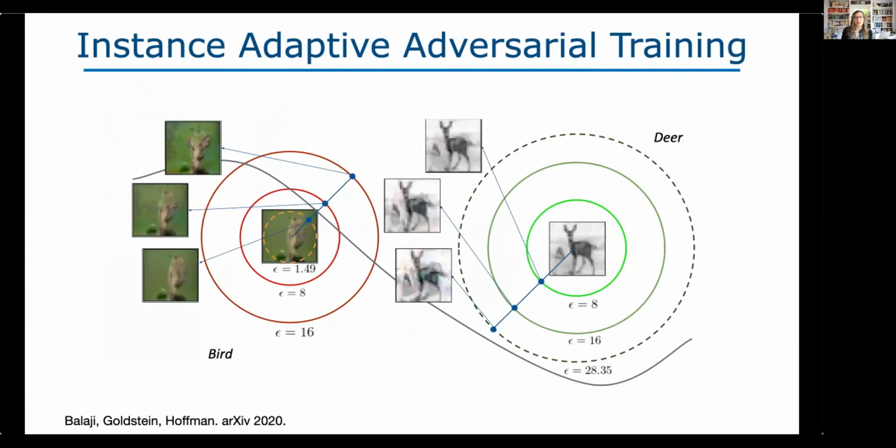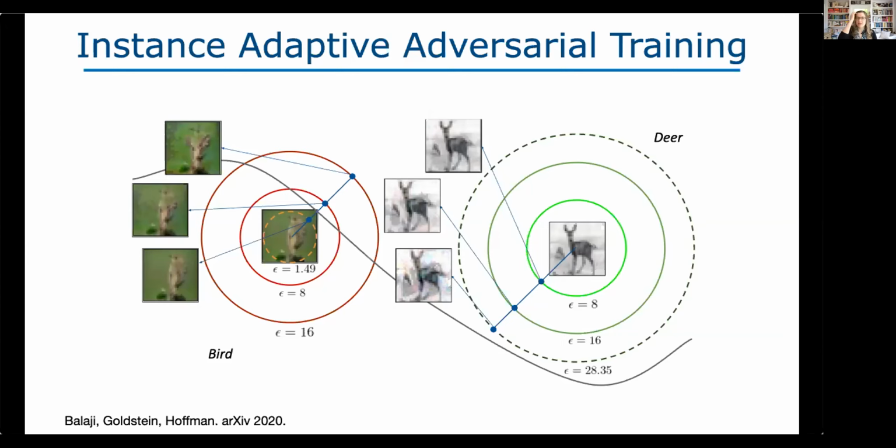So now we think about what happens when you have a couple of different images. Here I'm showing two examples from the CIFAR-10 dataset. On the left, there's an image that is easy to manipulate, and on the right, there's an image that's difficult to manipulate. So we have a bird on the left and a deer on the right. Let's start by looking at the bird. What we're showing here is that this bird has a natural boundary width, or radius, of about 1.49, all over 255.